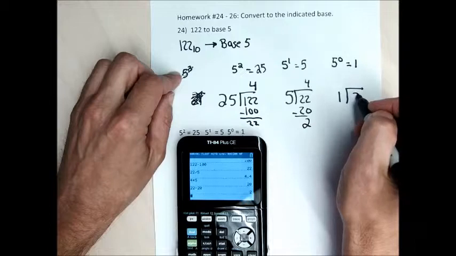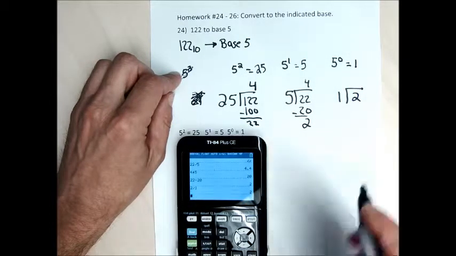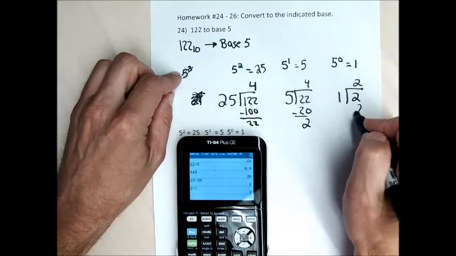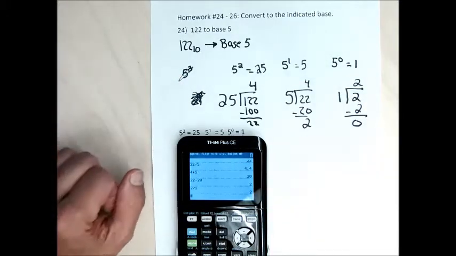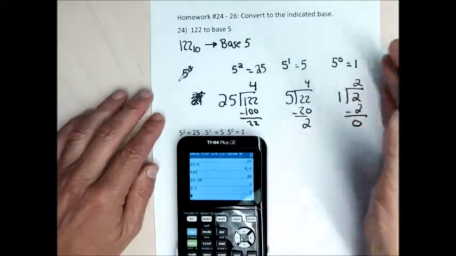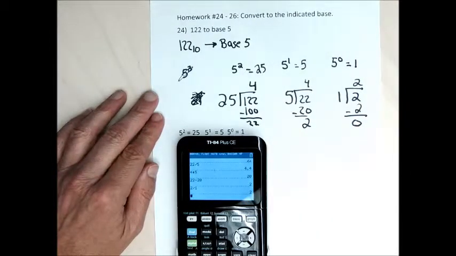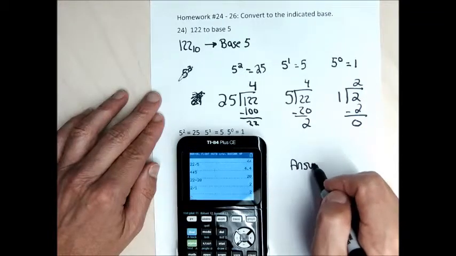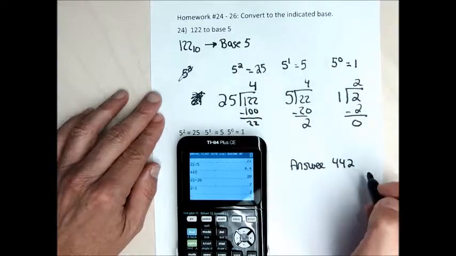Take my remainder. Now I'm going to go 2 divided by 1 and get 2 on top of my division bar. Then 2 times 1 is 2. Subtract. Once I get a remainder of 0, I'm done doing the division. If there were more division signs after this 0, I'd start putting zeros on top of them, but there isn't. I'm ready to write my answer. My answer is going to be 442 base 5.